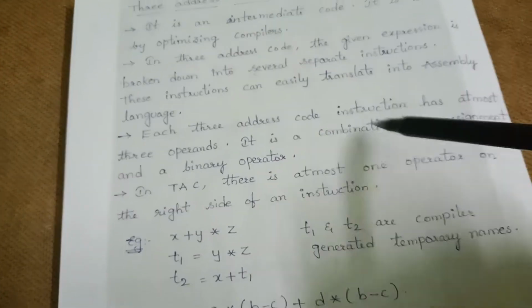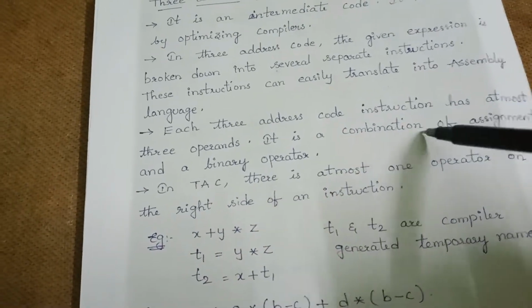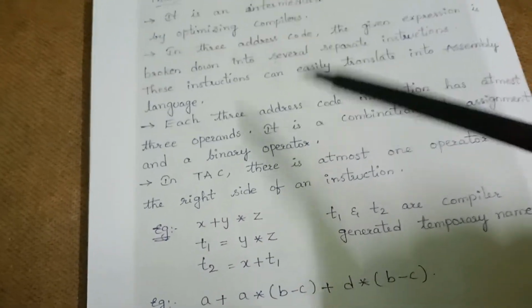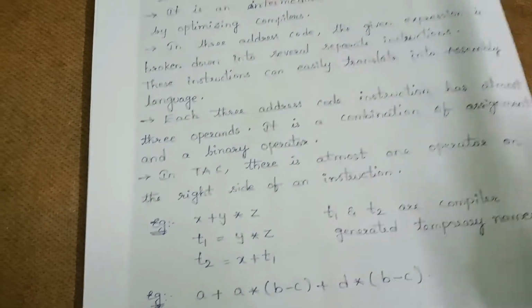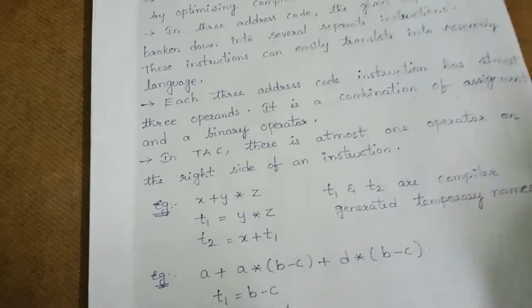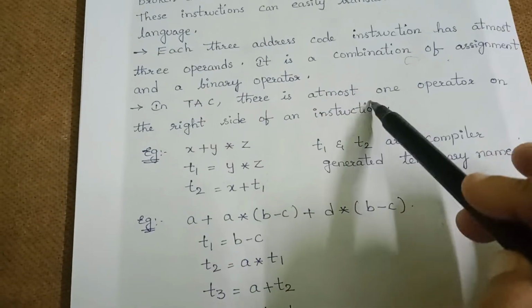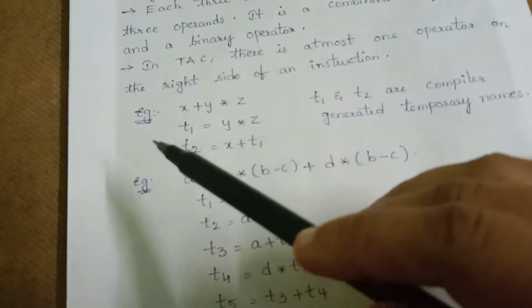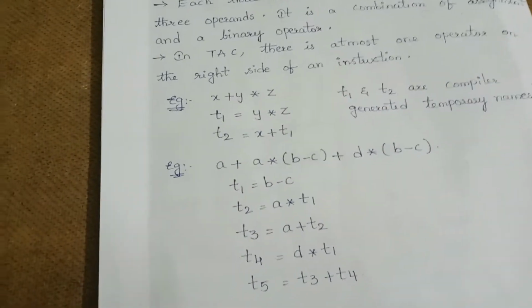Each 3 address code instruction has at most 3 operands. It is a combination of assignment and a binary operator. So in 3 address code, we can take only 3 operands. We cannot take more than 3 operands. So in that, we can have assignment and a binary operator. There is at most 1 operator on the right side of an instruction.